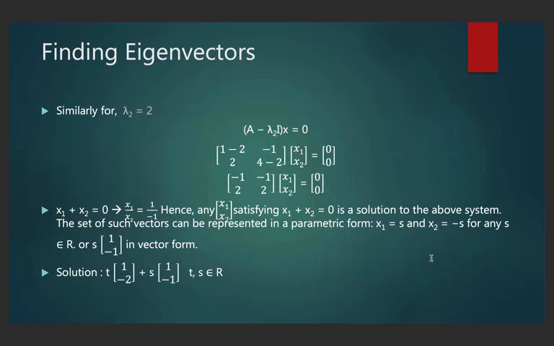Similarly, for lambda equals 2, you substitute it, A minus 2I times x equals 0, and for x1, x2 you get 1, minus 1. Hence, any x1, x2 satisfying x1 plus x2 equals 0 is a solution of the above system. The set of such vectors can be represented in parametric form: x1 equals s and x2 equals minus s for any s belonging to R, or s times 1, minus 1 in vector form. So the final solution is t times 1, minus 2 plus s times 1, minus 1, where t and s belong to the real numbers.